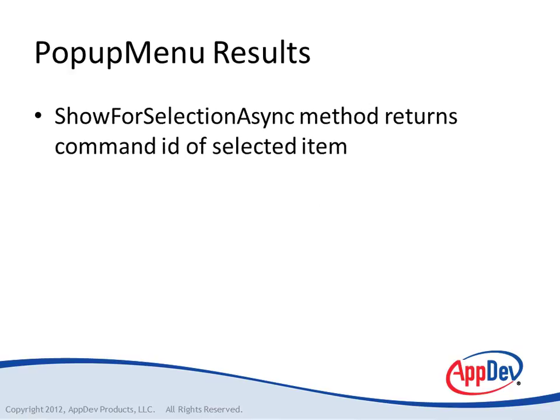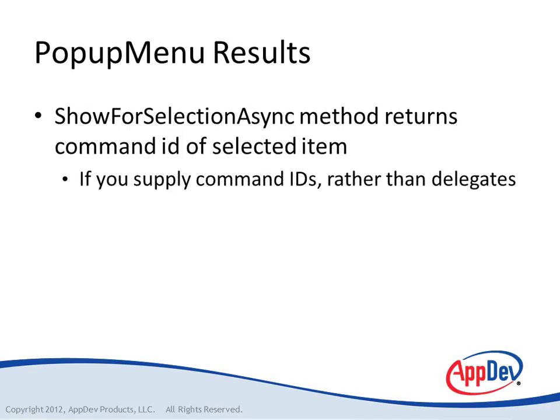Now, if you like, you can have the showForSelection async method return a command ID associated with the selected item. If you supply command IDs, that'll work. If you supply delegates, it won't, and you'll just need to run the delegates associated with each command ID. In other words, you can either supply a command ID for each item in your pop-up menu, or you can supply a delegate to a procedure that will run when you select each item. It's up to you how you want to handle selection of an item in a pop-up menu.